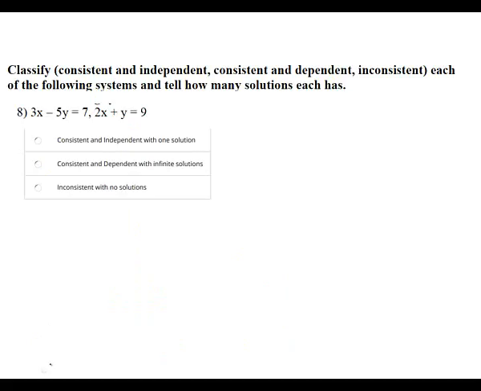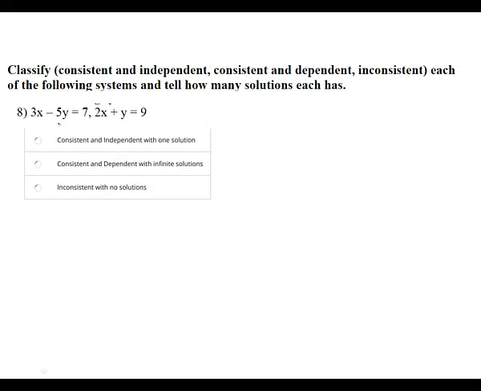Please hurry up. Okay. So here's what's going to happen with these two questions. One of them is going to ask about consistent independent, consistent dependent, inconsistent. One is going to ask about the number of solutions. So it's not going to be like that with these choices. So you need to understand both answers.